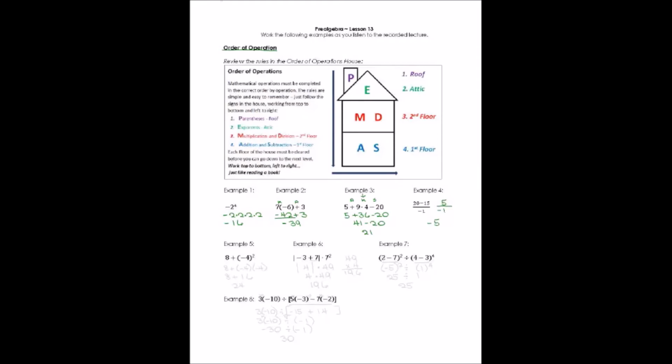Example number 5 says 8 plus negative 4 squared. Well, we need to handle exponents first. So we're going to say 8 plus, and this time it is inside parentheses, so let's write it down like it is, negative 4 times negative 4. Let's do that multiplication first, and it's going to be 8 plus 16. 2 negatives, even number of negatives multiplied, positive answer. 8 plus 16, of course, we're adding 2 positives, we'll come up with a positive answer, 24.